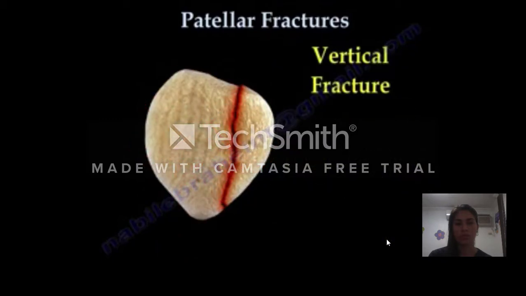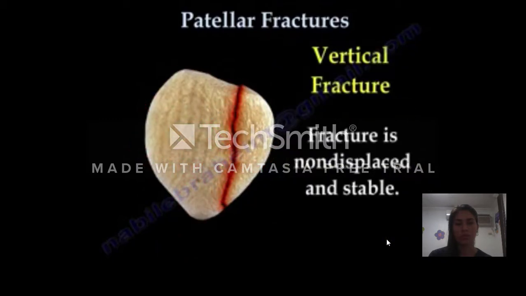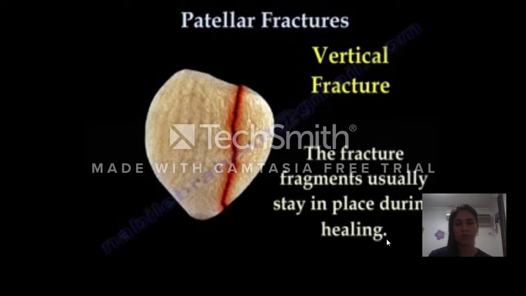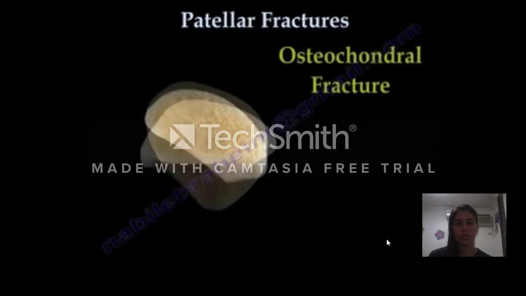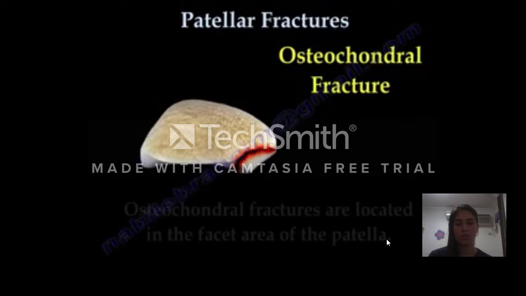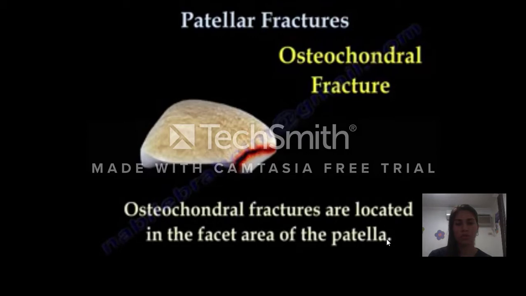Vertical fracture. The fracture is non-displaced and stable. The fracture fragments usually stay in place during healing. Osteochondral fracture. A small fracture of the patella usually associated with acute dislocation of the patella. The osteochondral fractures are usually located in the facet area of the patella.